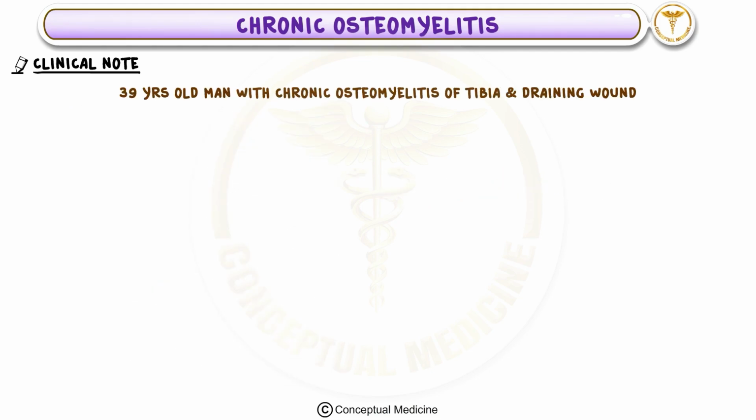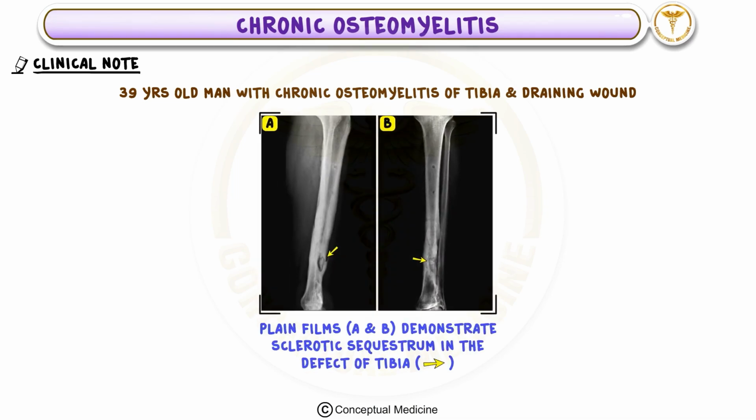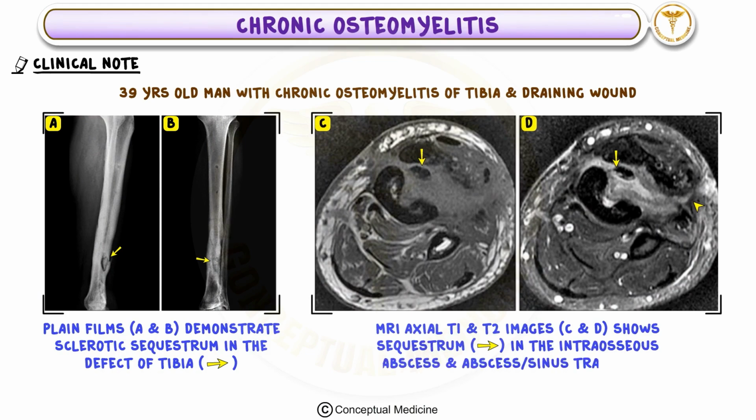Adult with chronic osteomyelitis. 39-year-old man with chronic osteomyelitis of the tibia and a draining wound. Plain films, A and B, demonstrate a sclerotic sequestrum in the defect of the tibia (arrow). MRI, axial T1 and T2 images, C and D, show the sequestrum (arrow) in the intraosseous abscess. The abscess and sinus tract can be seen extending to the skin on the T2 image (arrowhead).